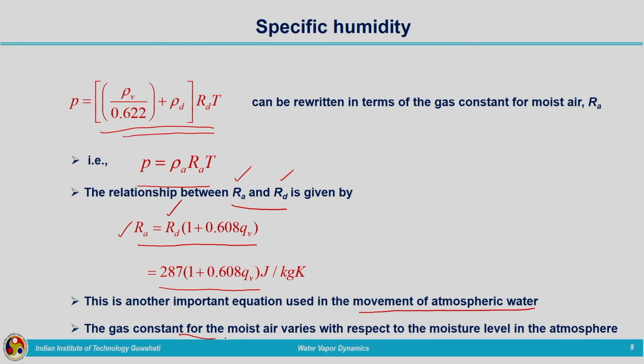This gas constant for the moist air varies with respect to the moisture level in the atmosphere. You look at the equation, we have the specific humidity in the equation. As the value of specific humidity increases, you can see RA also will be increasing. Depending on the value of specific humidity, what is the expression for specific humidity? It is given by 0.622 E by P. So it depends on all these factors. As the specific humidity is increasing, our gas constant for air is also increasing.